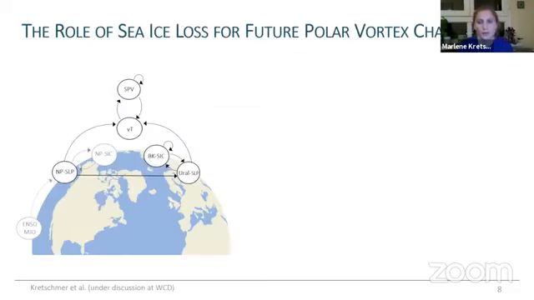So these previous examples were quite simple and also showed processes that are already well understood. But of course, the situation can be more complicated. For example, in this case, which is from a paper currently under discussion at Weather and Climate Dynamics, we try to address the role of Arctic sea ice loss in the Sakura sea region, and what this plays for future polar vortex changes. This is actually quite a controversial topic.